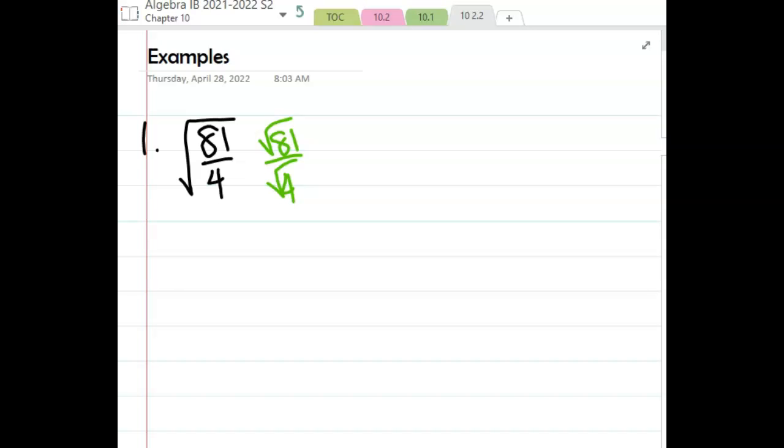And here, are both of these perfect squares? Yeah, the square root of 81 is 9, the square root of 4 is 2. If you see perfect squares, those always take priority over any other step that I tell you. So in this case, 9 over 2, that's it. That's all you've got to do. Sometimes these can be made a lot more difficult, depending on what you're looking for.